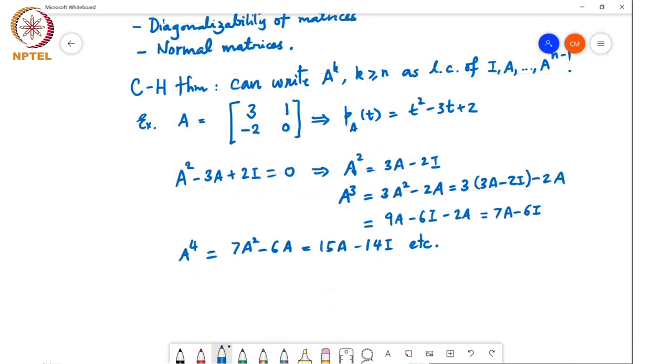Now, one other small thing is that this constant term here is actually a determinant of A, and that is not equal to zero. So A is non-singular.